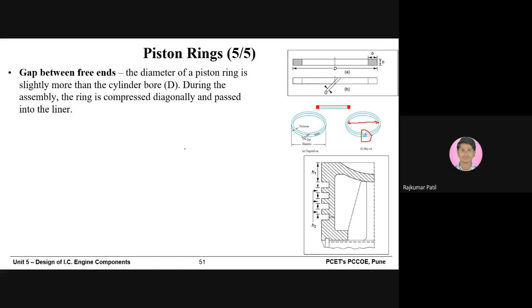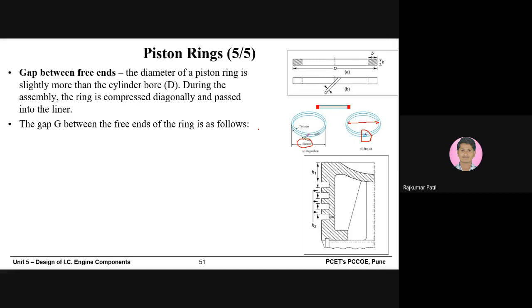The diameter of the piston ring is slightly more than the cylinder bore. And why is it generally more? Because there is a clearance between the piston and the cylinder wall. That clearance needs to be filled by this piston ring. So that's why this diameter is slightly more than the cylinder diameter. And during assembly the ring is compressed diagonally and passed into the liner. So during assembly it will go inside the grooves and will not create any problem.